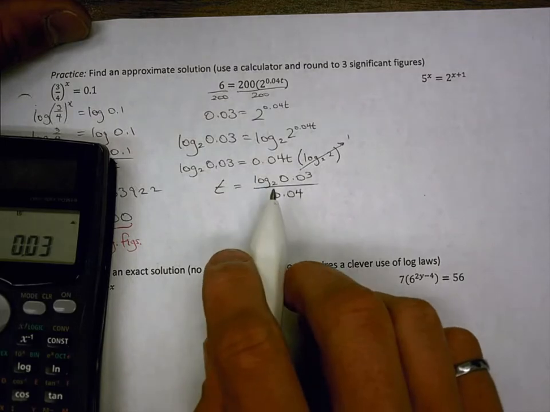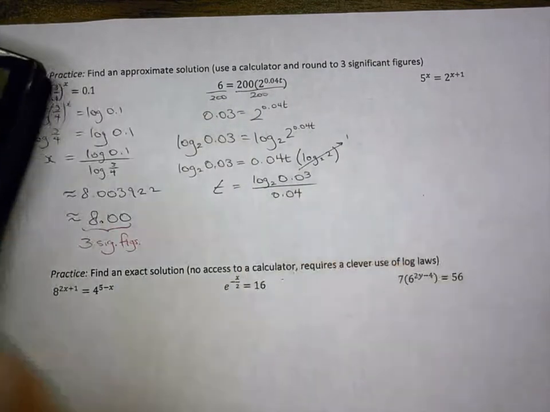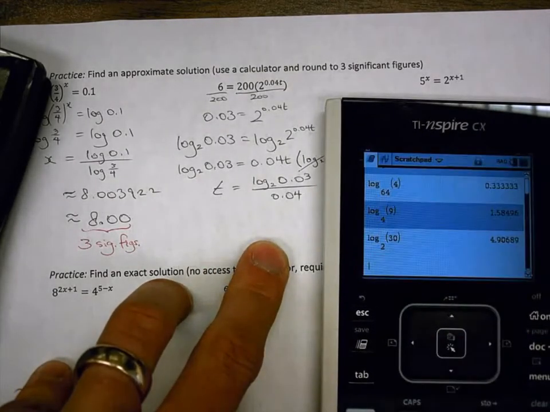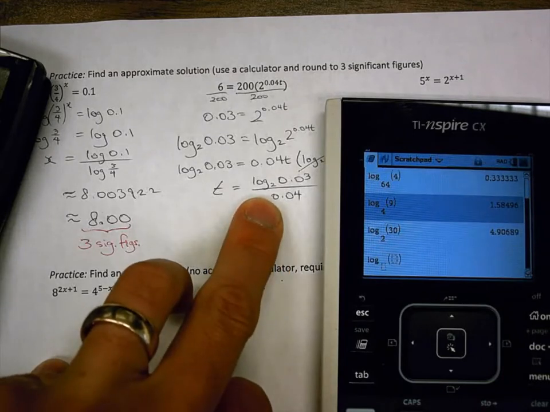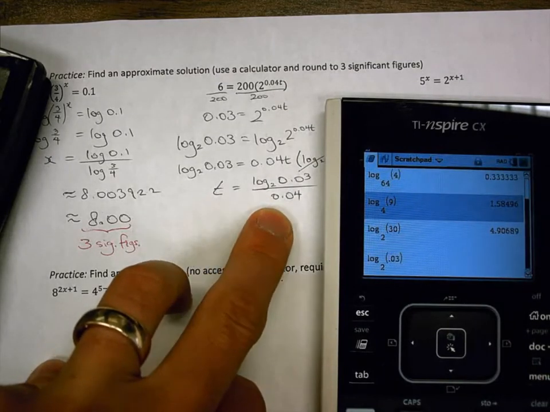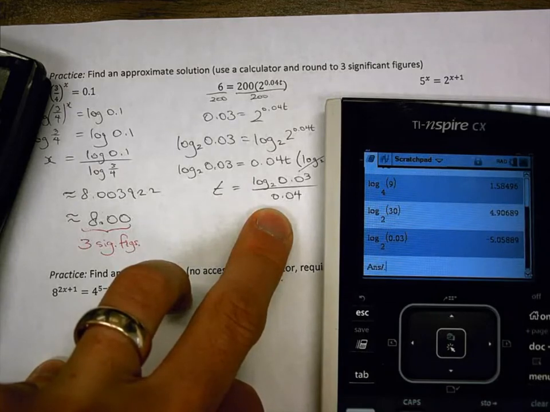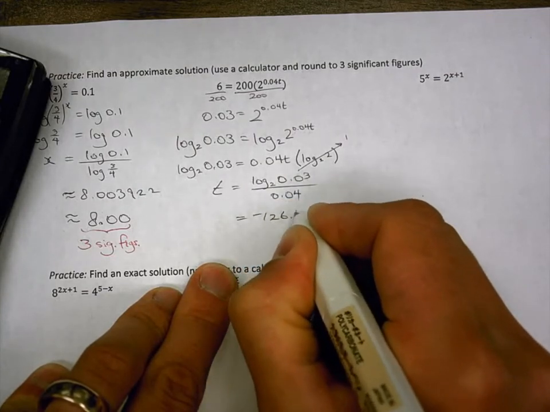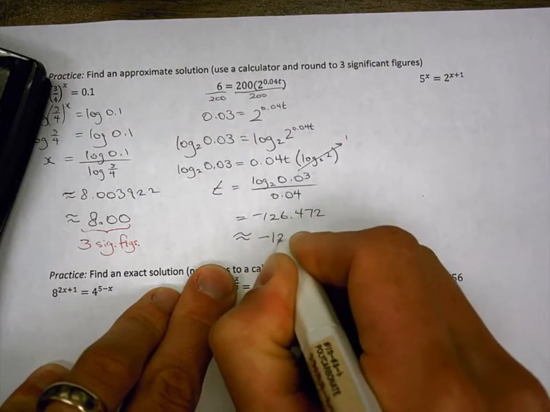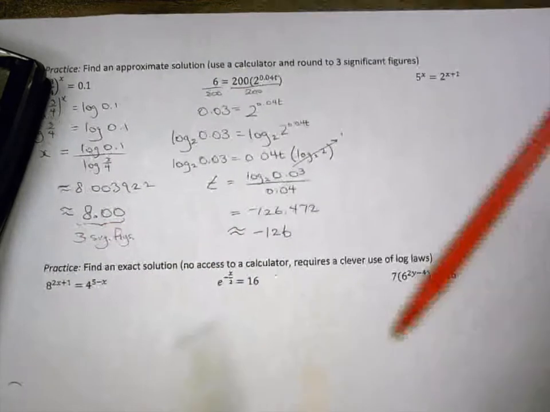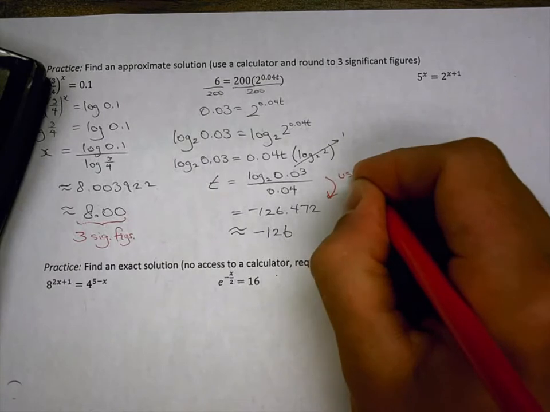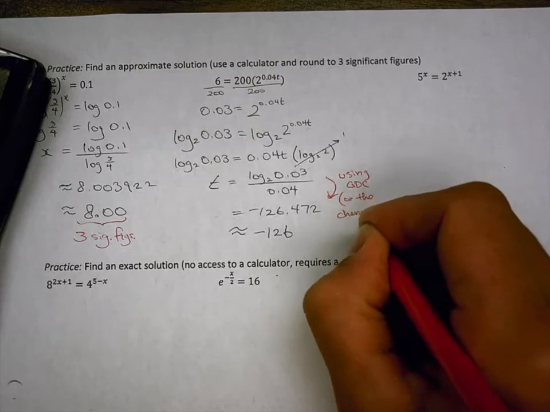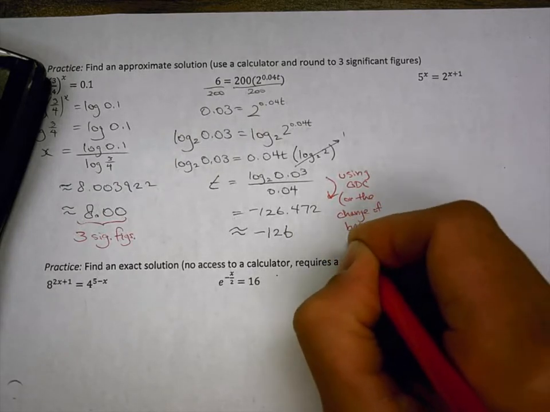This is all great, but I can't solve this on my regular calculator. So I would need to use my GDC, which is more powerful. I'm going to press log base 2, 0.03, divide that answer by 0.04. And I get an answer of negative 126.472. If I round that to 3 sig figs, it's negative 126. So that was using my GDC, or the change of base formula.